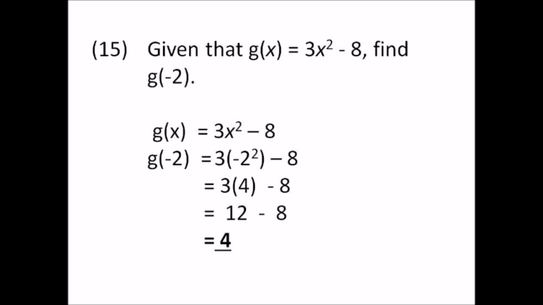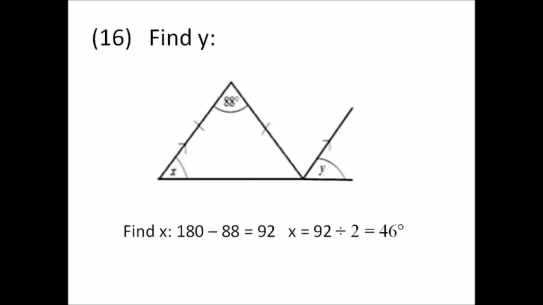Number 16, find y. And to find y, first you have to find x. That's what I was telling you. So for the isosceles triangle, 180 minus 88, you get 92. The two angles at the bottom are the same, so you divide by 2, and that's how you get x is 46. Once you get that, you're just about done.